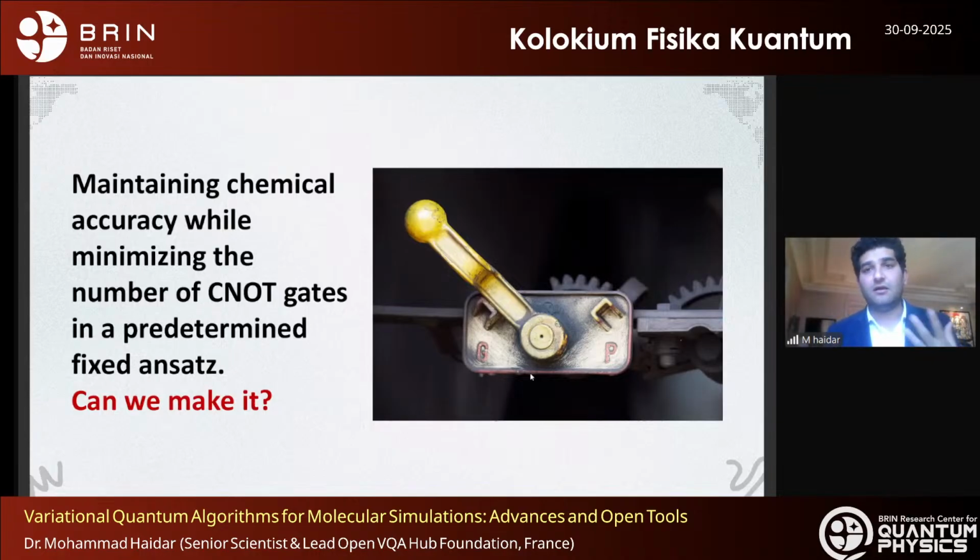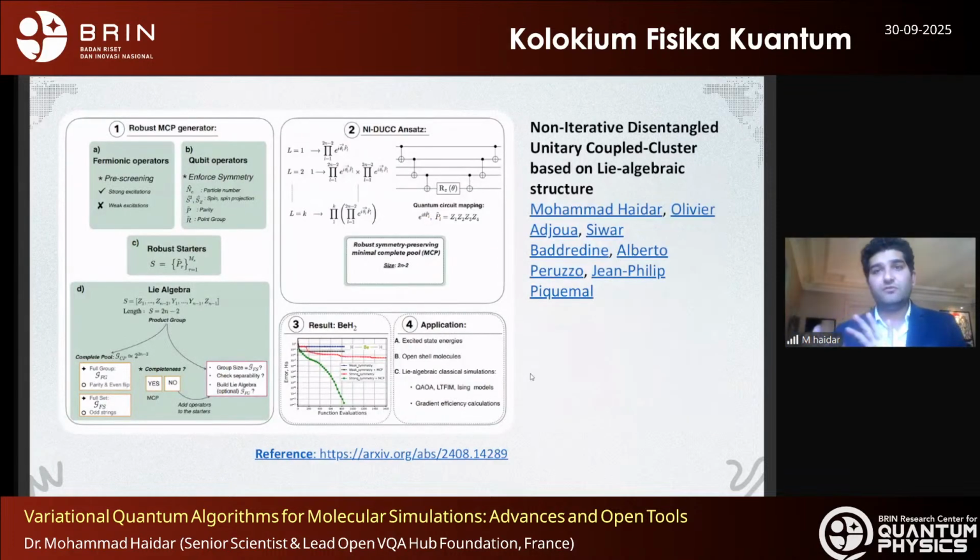So how? In this article, I didn't work in an iterative way. It's just only one block wave function. We call it non-iterative disentangled unitary coupled cluster. We use here the symmetry and we use the linear Lie algebra. So what we have done, we pre-screen like in the COMPASS and the compact methods, we pre-screen the strong excitations to have a robust starting wave function.